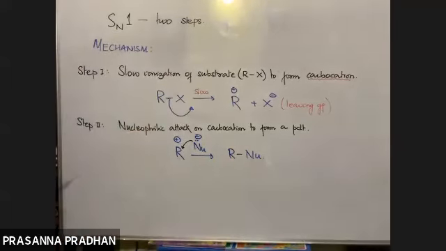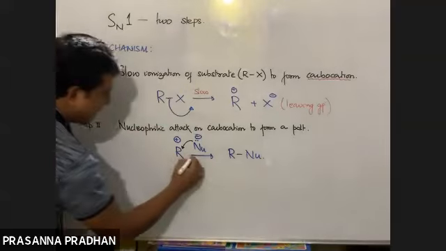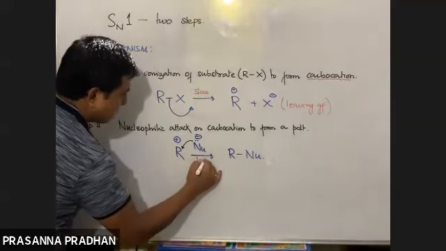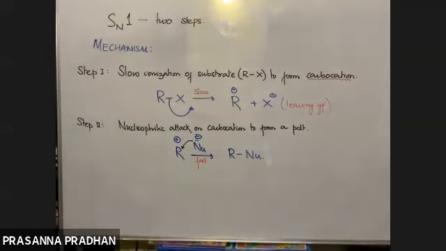So ultimately, what has happened here? The halide is getting substituted by a nucleophile. Remember, this is a fast step. So this SN1 reaction actually occurs in two steps. Step 1 is slow ionization. Step 2, the nucleophile will attack the carbocation.